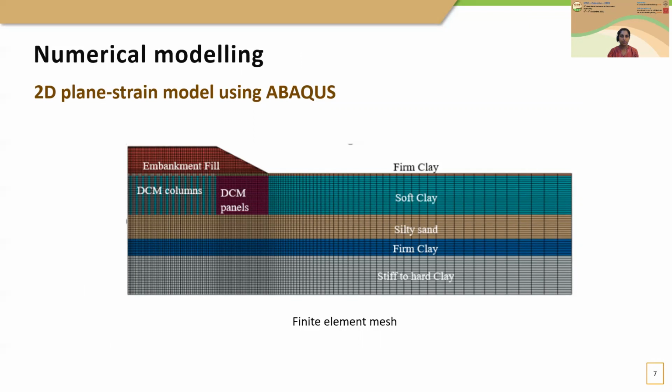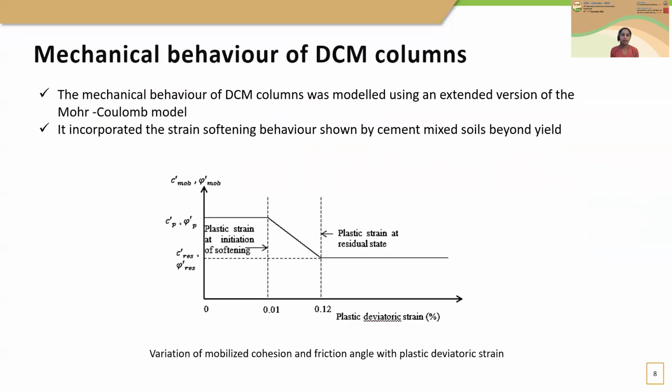For this purpose, we used finite element modeling developed in ABAQUS software. In the figure, you can see the finite element mesh we used for the case history condition. Another interesting aspect we incorporated into this study is modeling of the post-yield strain softening behavior of deep cement mixed soils. For this, we used an extended version of the Mohr-Coulomb model where we reduced the peak cohesion and peak friction angle with increased plastic deviatoric strain.